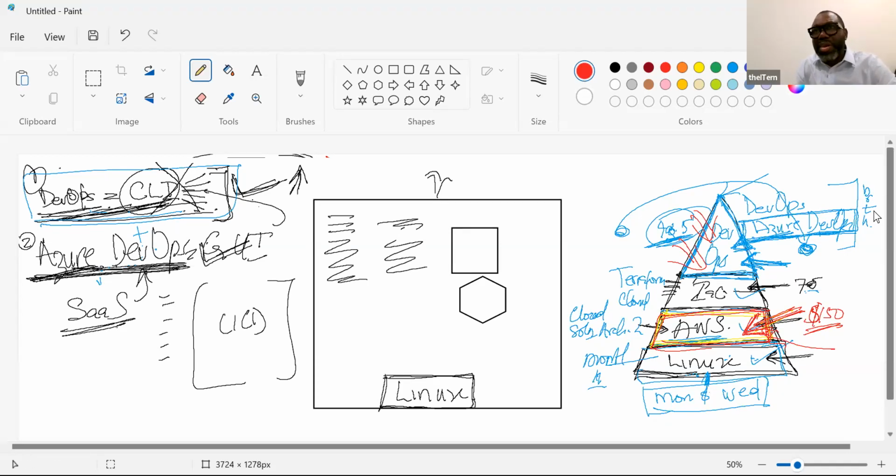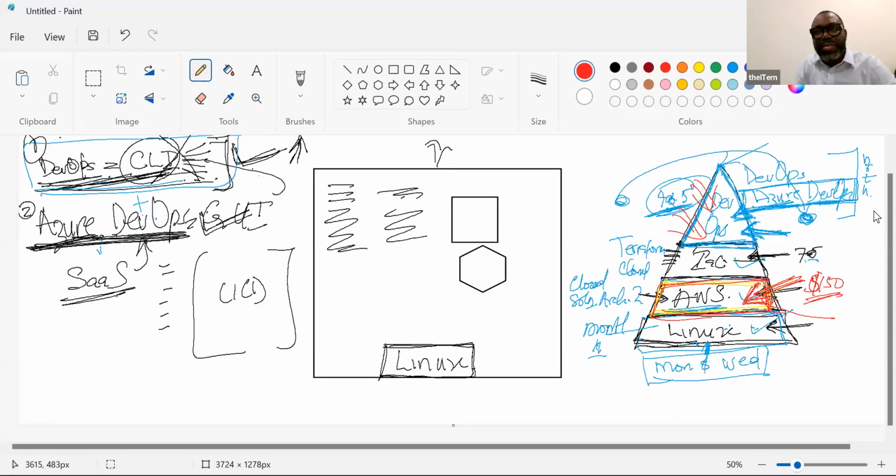Not necessarily, but in terms of is it an advantage to know about cybersecurity on top of DevOps? Definitely. It could be.